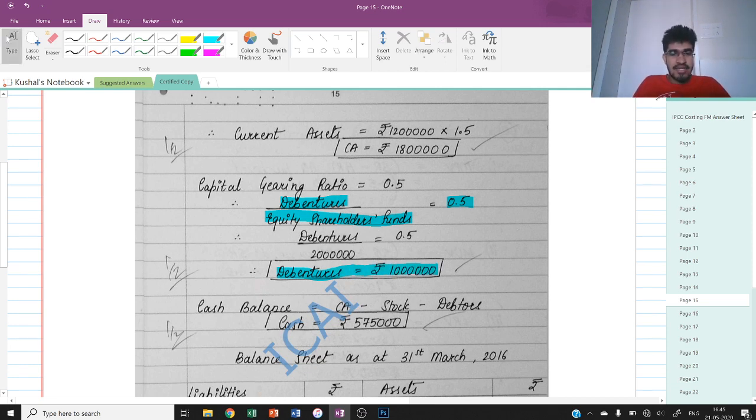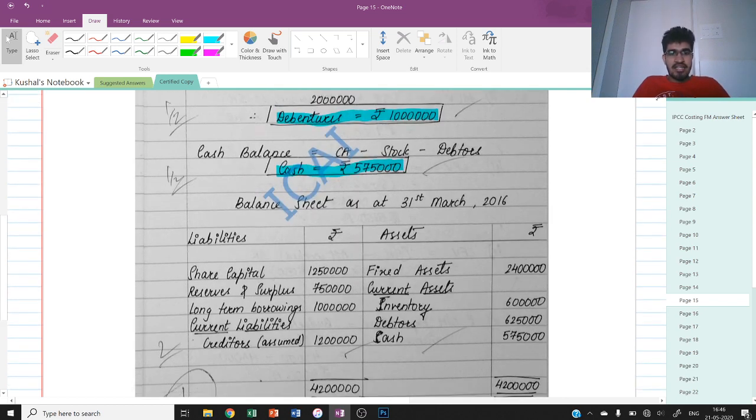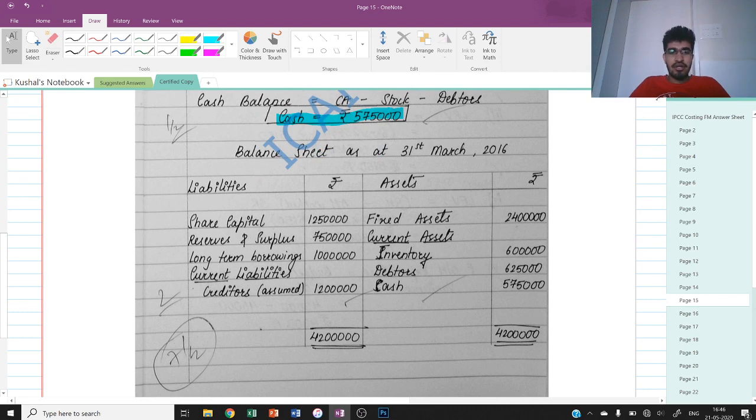We can now compute the cash balance. The cash balance is nothing but current assets minus stock minus debtors. We have the amount of current assets with us, we have the amount of stock, we have the amount of debtors with us. Subtracting stock and debtors from the current assets would fetch us the amount of cash, which is rupees 5,75,000. And now we have all the data which is required to compute the balance sheet of this particular company, and we can now easily compute the balance sheet and draw it as per the required information given.